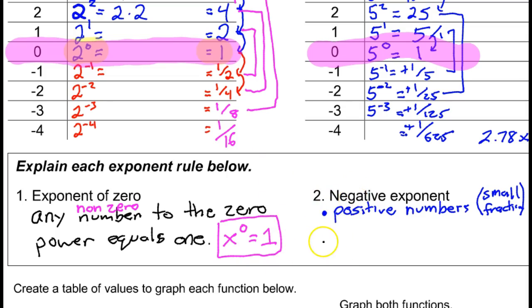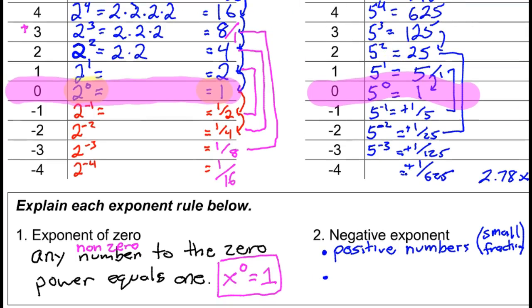Okay. And that other relationship we saw right here is that, well, 5 to the 2nd power is 25 over 1. 5 to the negative 2 power is 1 over 25. Right? So they are reciprocals. So negative exponent means reciprocal of the positive.